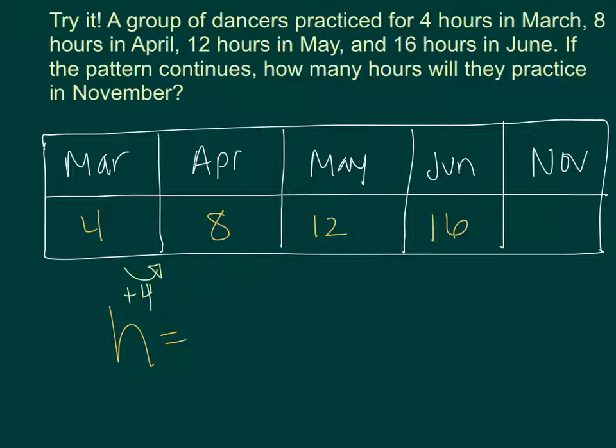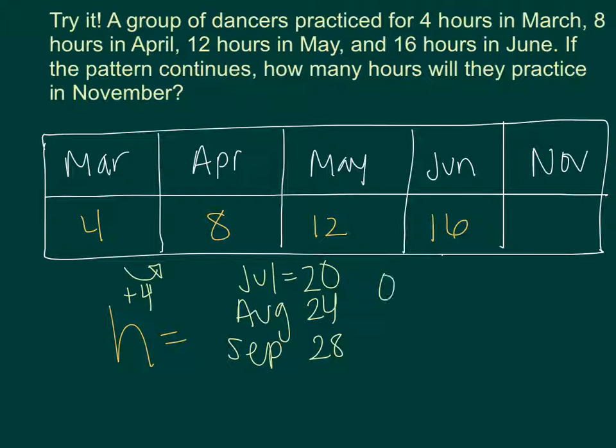So I took June and 16, and I said, okay, June, then next comes July, plus 4 would be 20. Then August would be 24. September would be 28. October would be 32. So November would equal 36. And that's how I solved it, to be honest.